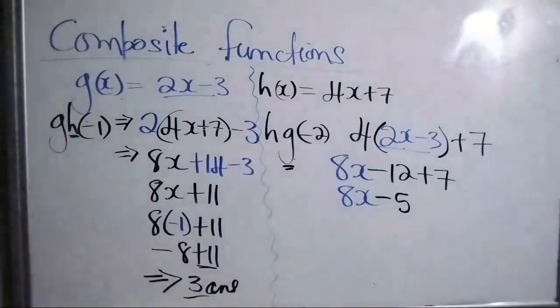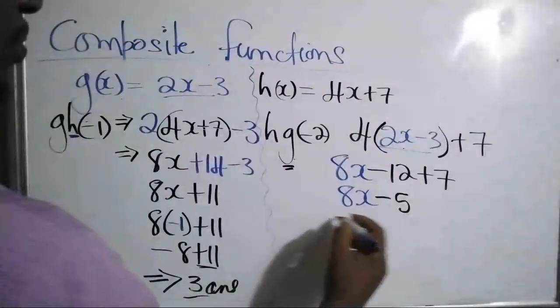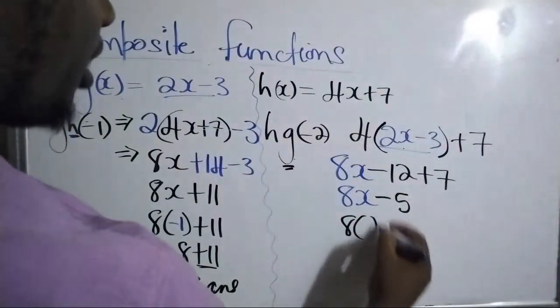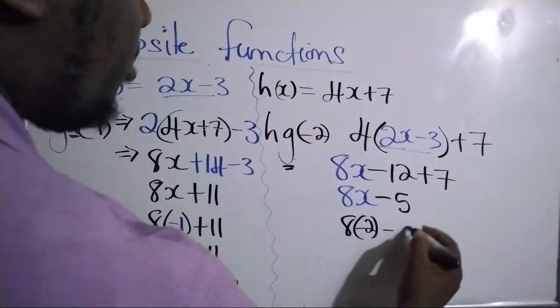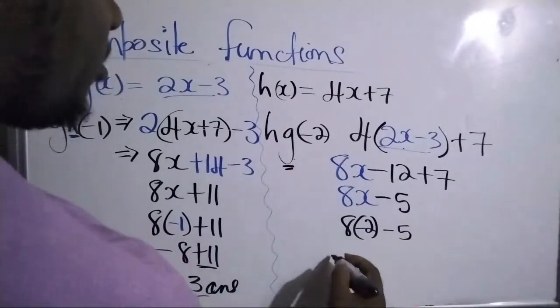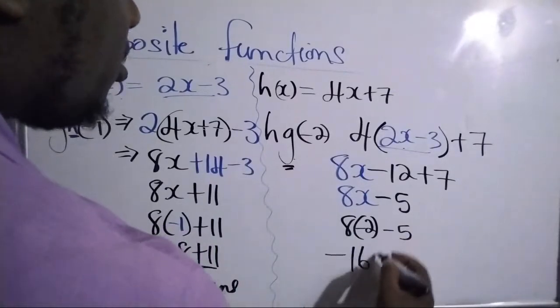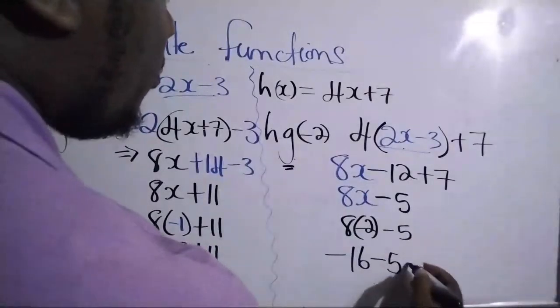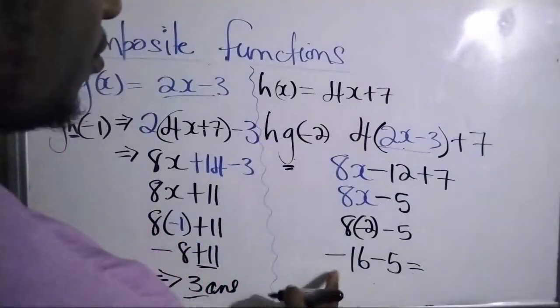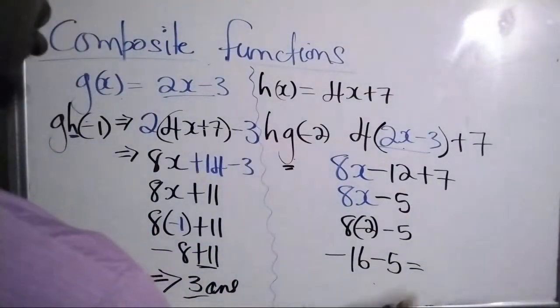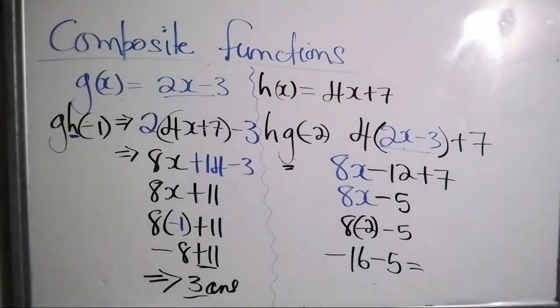Alright. So now we're going to substitute -2 in the equation. Alright, let's go. So it's 8 bracket -2 minus 5. 8 times -2, that's -16 minus 5. Both of them negative. So negative minus a positive is like you owe $16 and then you borrow $5.